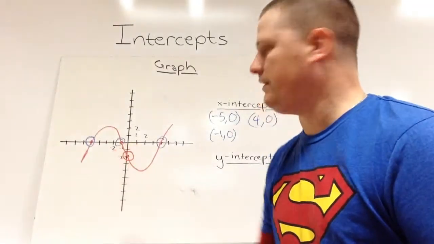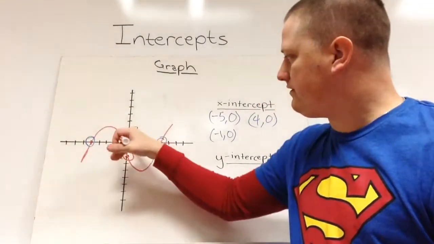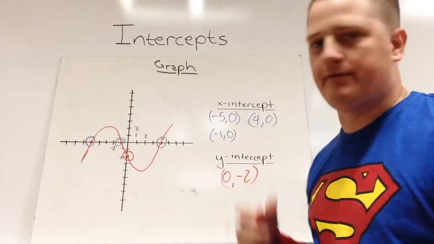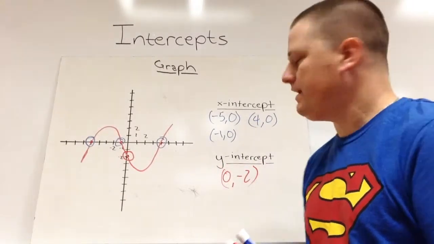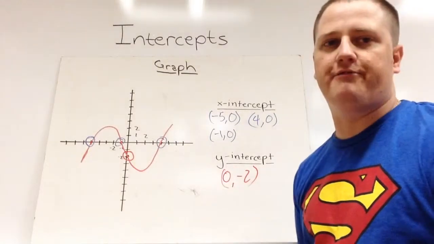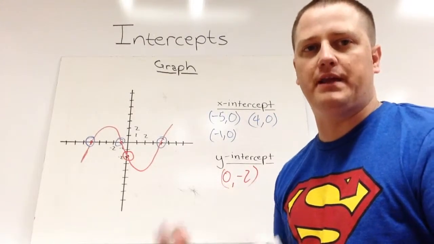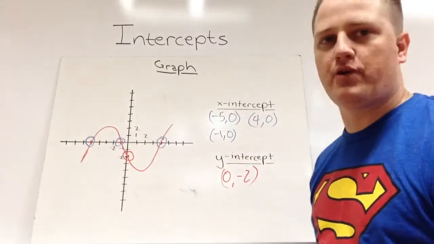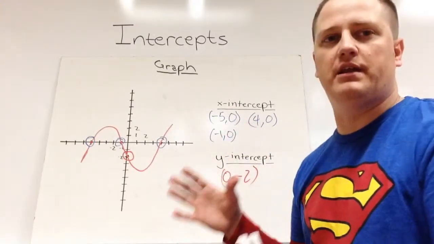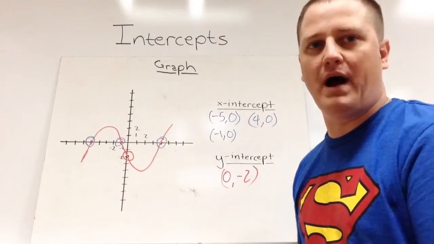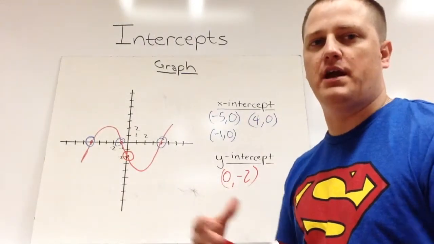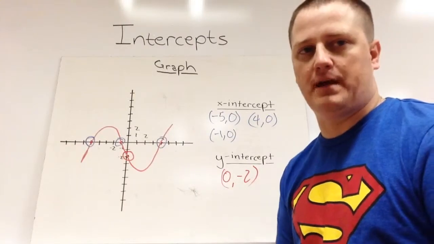Right here is a y-intercept. This is at 0, -2. If you notice here, for the y-intercept, the 0 is in the first spot for the point. So these are two things to keep track of. When there's a 0 in the second location, in the y location, that's an x-intercept. When the 0 is in the x location, that is a y-intercept.